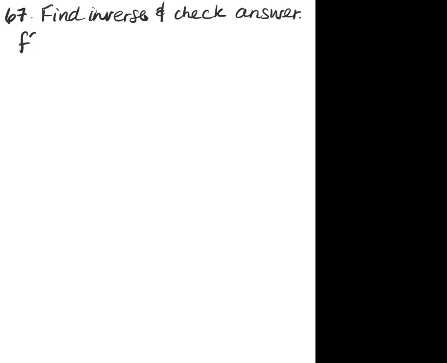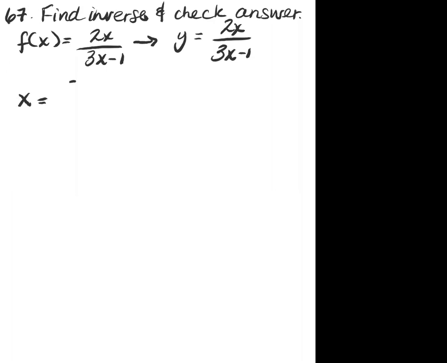Okay, f of x equals 2x over 3x minus 1. So I said on the other one, in order to find the inverse, first set y equal to 2x over 3x minus 1, so change it so it's y equals. Then we're going to flip the x's to y's and the y to x's. So we're going to take x equals 2y over 3y minus 1.